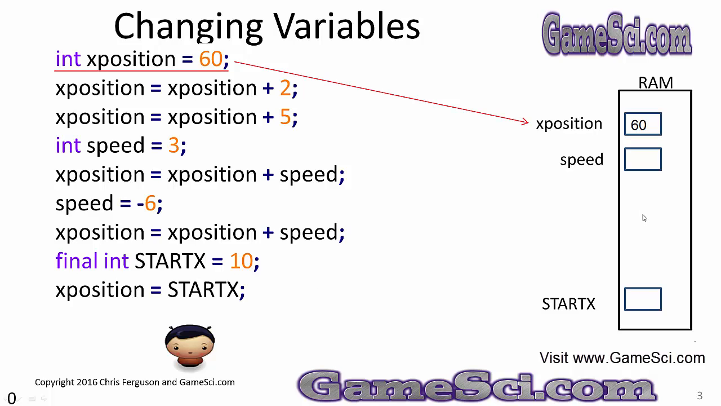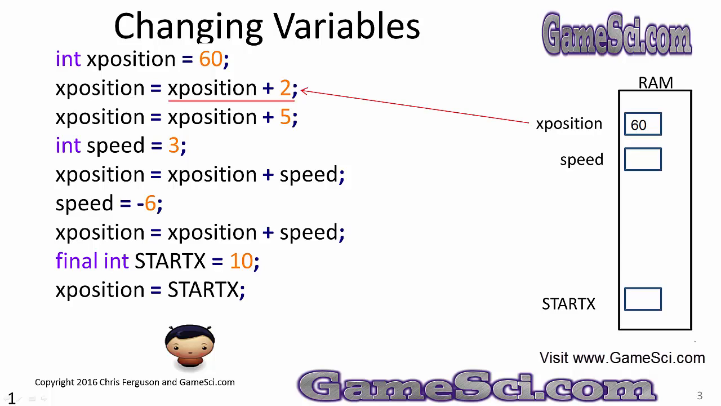And remember, name, type, and value. xPosition is the name of our variable. The type is int, short for integer, a whole number without a decimal point, and the initial value here is 60. But it is a variable, so I expect to change it. So let's see what a line of code to change it does.